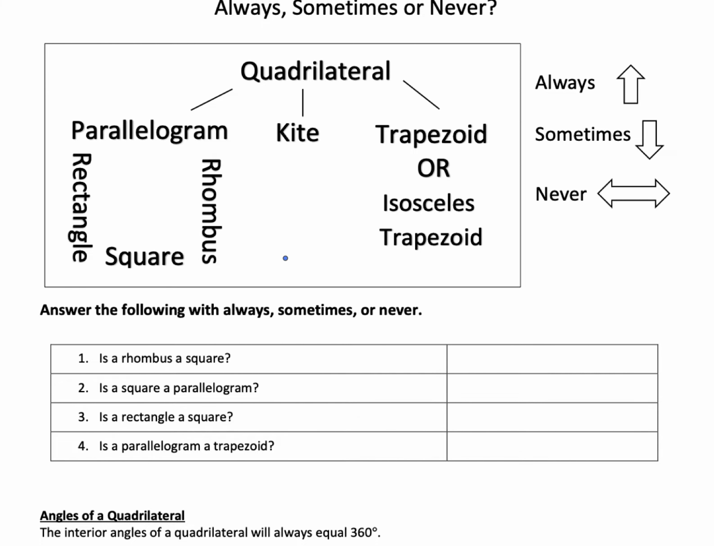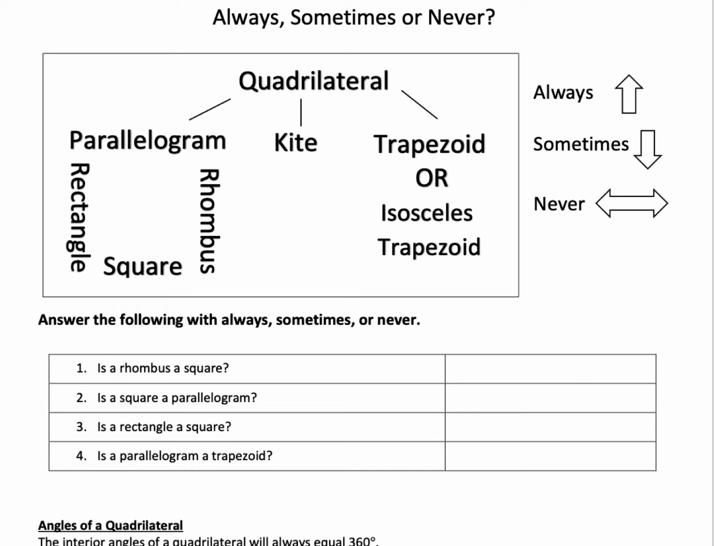So the way that works is if you look at the first question, it says, is a rhombus a square? So I start at rhombus, and to get to square, I have to go down. So when I go down, that means sometimes. So we can say that a rhombus is sometimes a square, but the only time that a rhombus can be a square would be if its angles become those 90-degree angles. Squares and rhombuses have everything else in common besides those angles that are not always right angles.